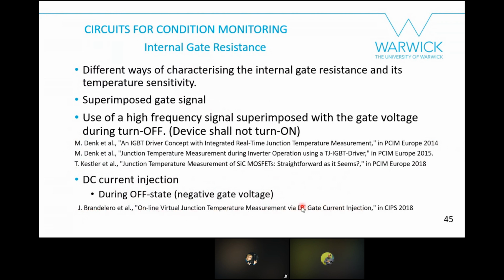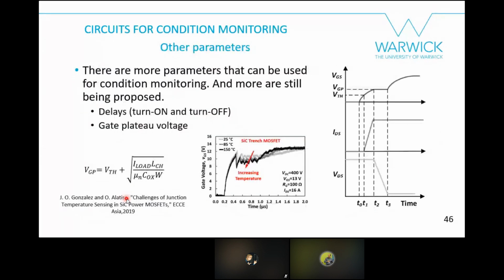There are some references where you can check how this circuit is implemented. I just want to give a brief description of this, otherwise the presentation will be way too long. The papers are there if you are interested in this kind of circuitry. There are more parameters, but we have only 1 hour to explain this, and more parameters are still being proposed. So I'm just going to mention some of them very fast.